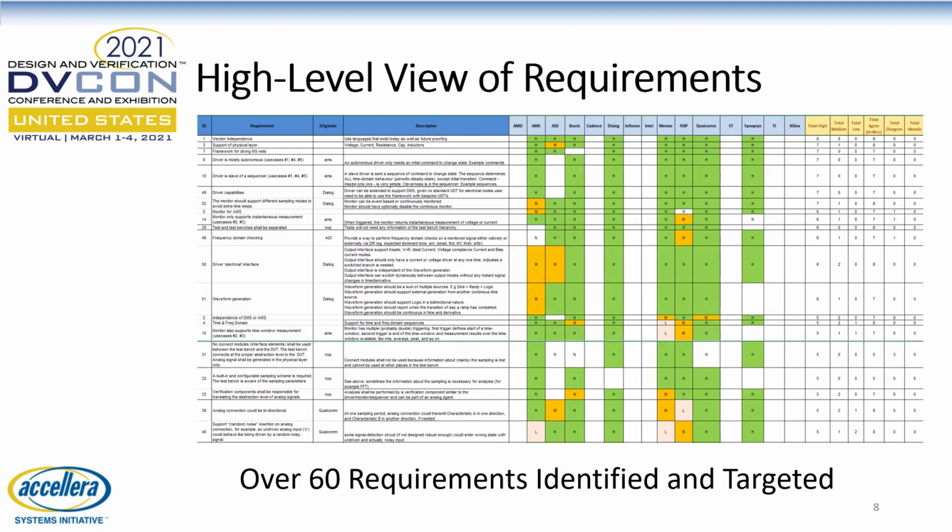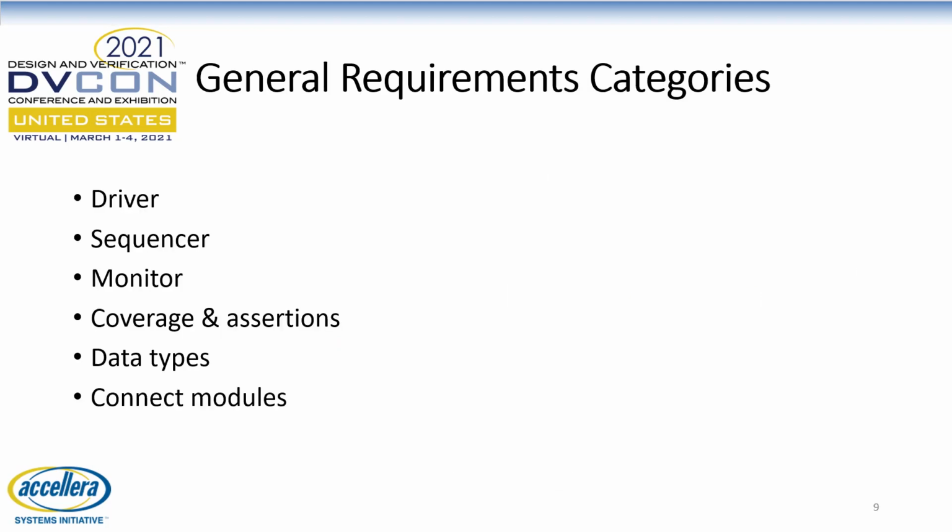So the first thing we did in the working group was to compile a list of requirements. Each member company provided their list of requirements, and then we consolidated the list to align the requirements and eliminate duplication. Then we voted on the requirements, with each company ranking each requirement, from which we created a prioritized list of requirements. And there are currently over 60 requirements on that list.